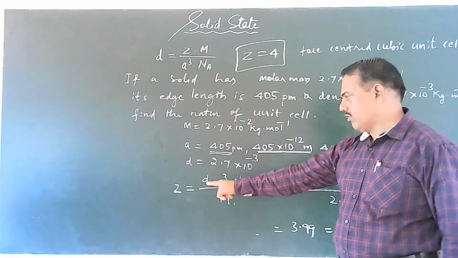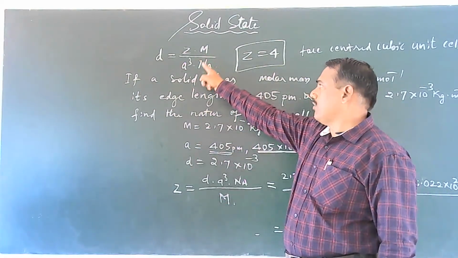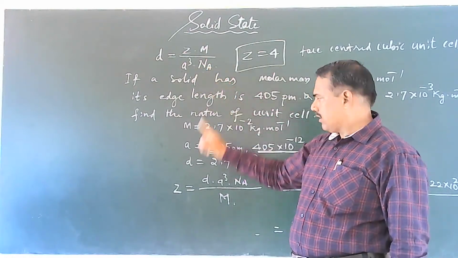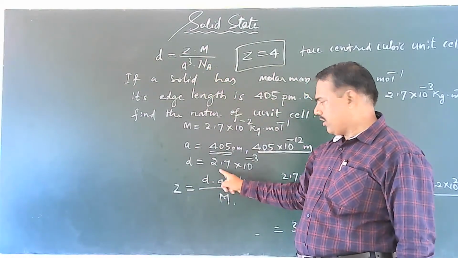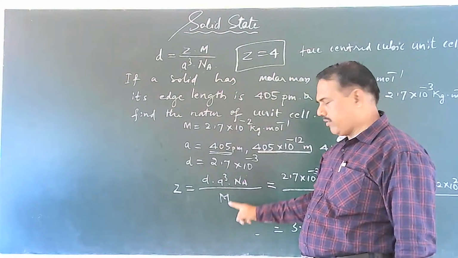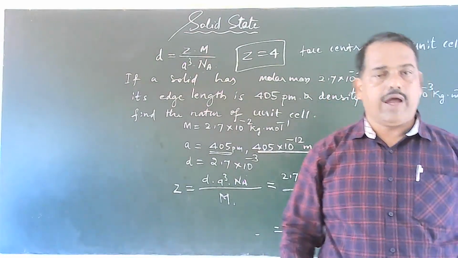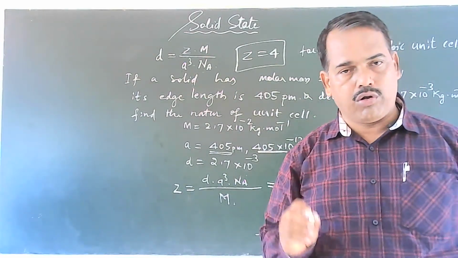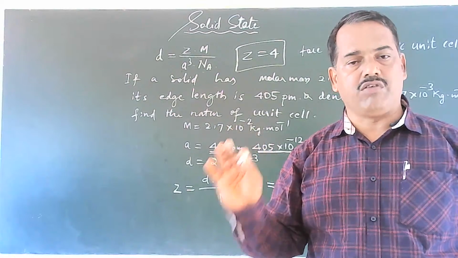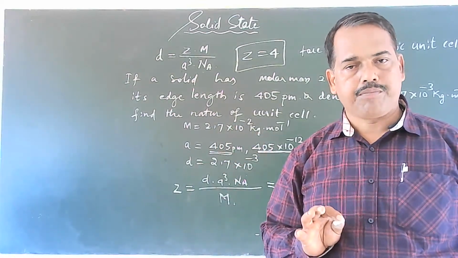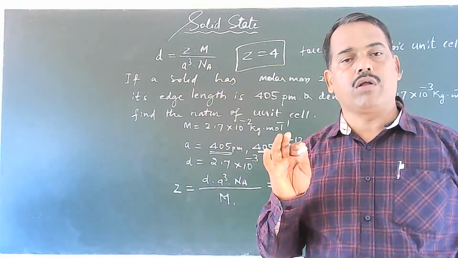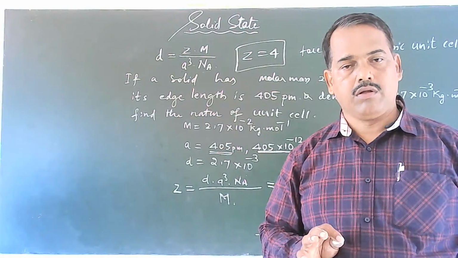Then just substitution, D is equal to Z into M divided by A cube into NA. Then Z is equal to D into A cube into NA divided by molar mass. As the Z value we got 4, therefore it is a cubic unit cell. Are you clear? So like that you have to work many problems.